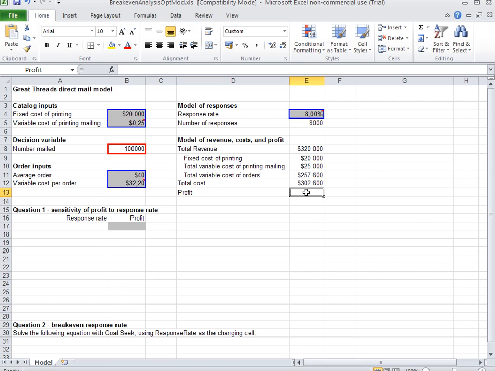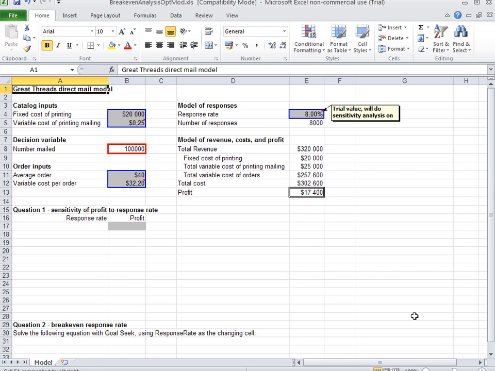And our profit equals the revenue minus cost. Total revenue minus total cost. Actually, we see that our operations are bringing in some profit of size $17,400.